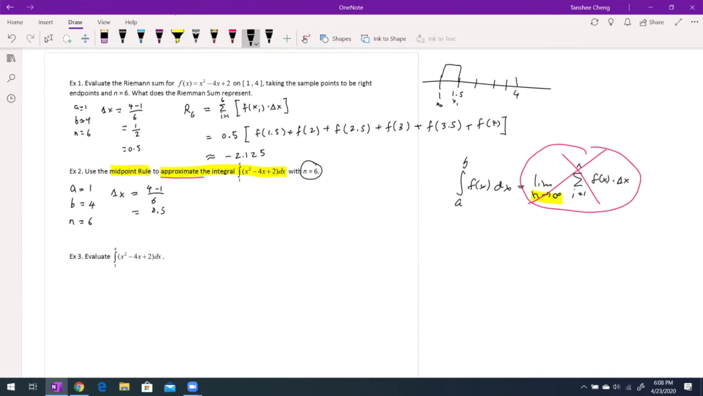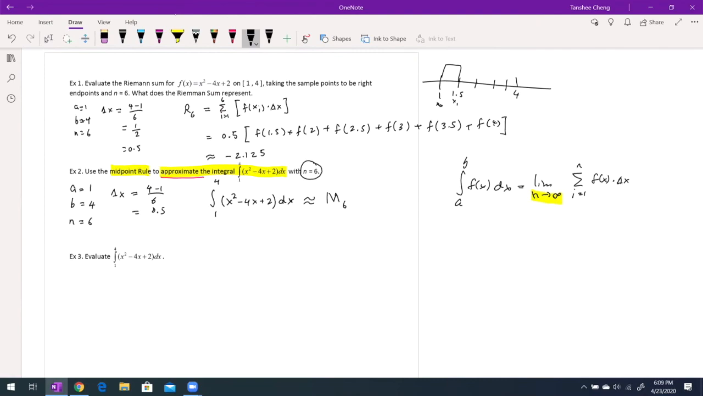Using this, the proper way of writing it will be the integral from 1 to 4 of x squared minus 4x plus 2 dx is approximately equal, not equal to. These two are equal, but those are not approximations. Right now we are approximating with the midpoint rule with 6 increments, 6 equal subintervals. Are we all clear on what I'm pointing out? What is the definition, and what is the difference between this?